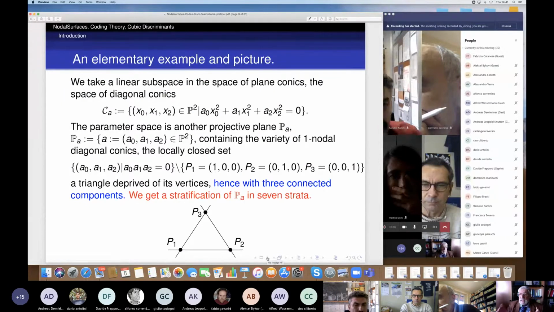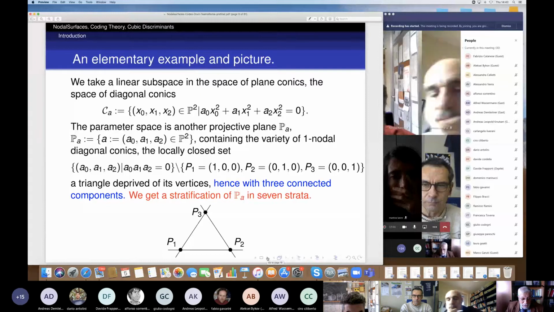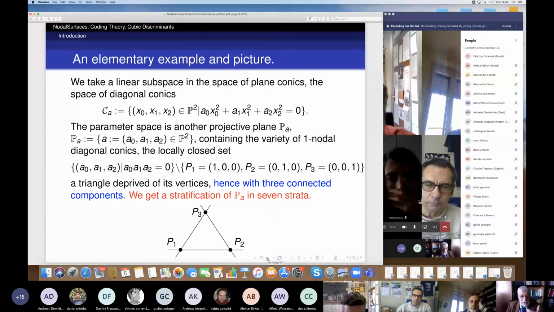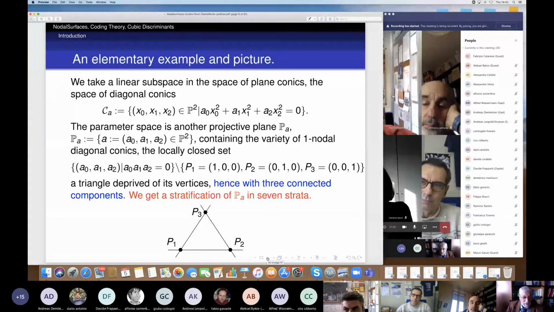Let me give a flavor. I'm very bad with the computer, so I just made a simple picture, but this picture is supposed to give something, a flavor. Let me take an elementary example. We take, in the space of plane conics, the diagonal conics.